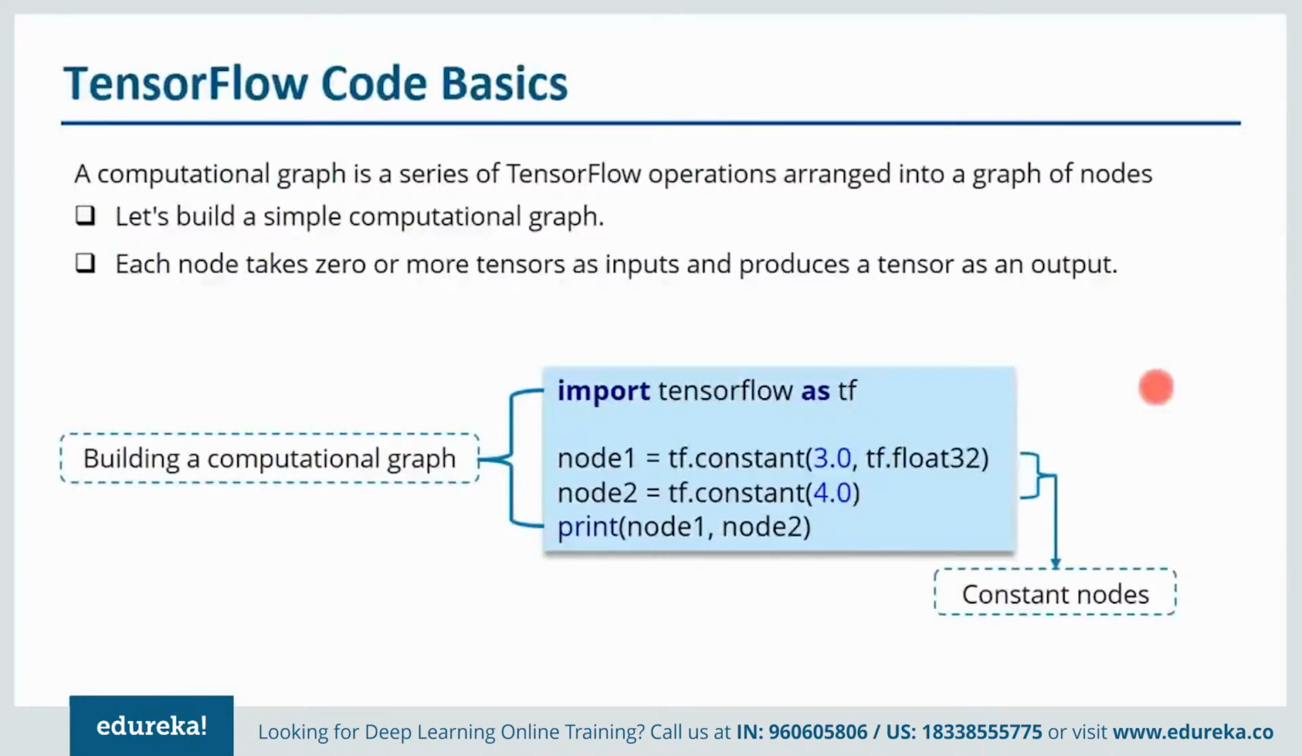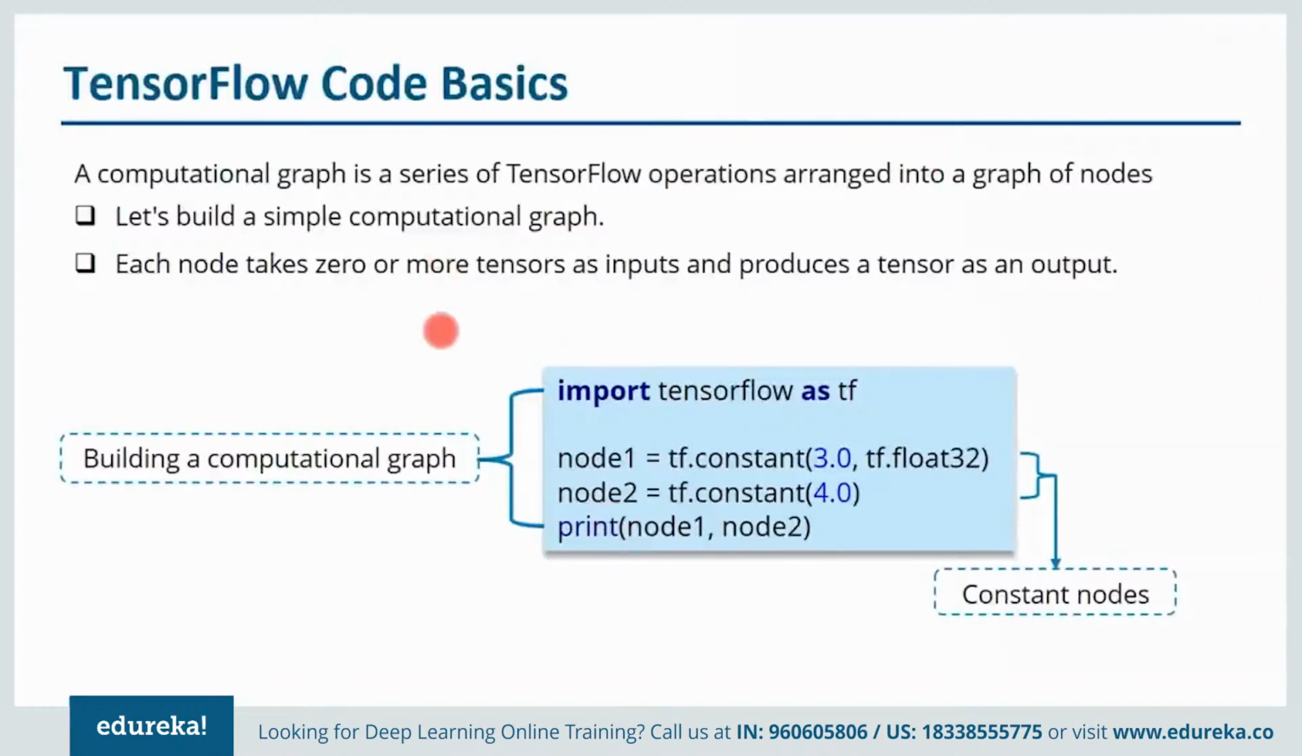Now let me explain it to you with the code in front of your screen. The first thing you do is import the TensorFlow library. Then you define 2 nodes, and these nodes are constants. So we'll call the function tf.constant and provide a value of 3, which is a float number of 32 bits. Similarly, we define one more node, which is a constant, and it contains the value 4. So these are your constant nodes. This is basically what a computational graph is.